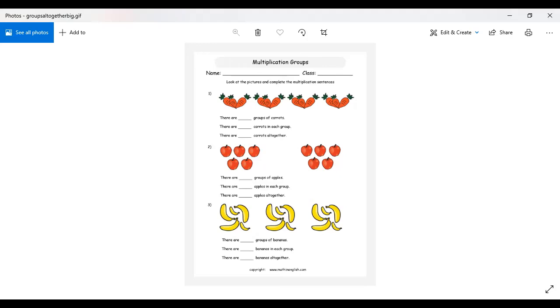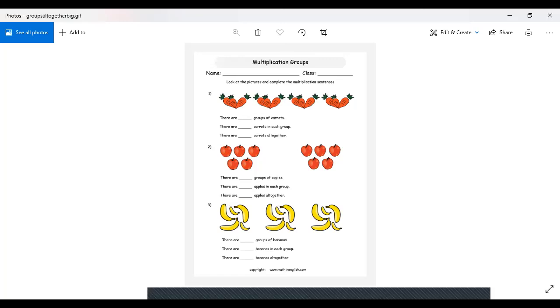Okay. Should we move forward? Okay. There are dash groups of apples. Two. There are dash apples in each group. Five. So in order to find the total, what will you be doing? 2 times 5 is 10. Very well done. Okay. How many groups of bananas do we have? 3. Wonderful. How many bananas in each group? 5. So in order to find the total bananas, we will multiply 3 with 5. And 3 times 5 is 15. Wonderful.